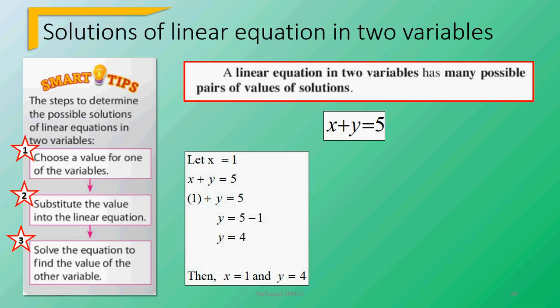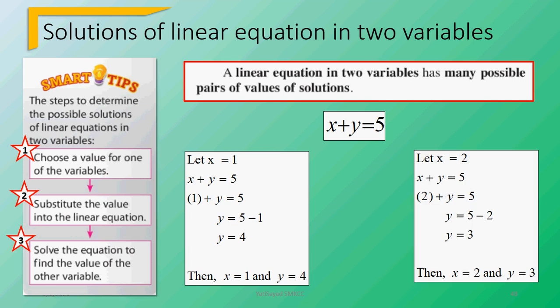I let x be equal to 1, so I substitute 1 into the equation and use the equality concept to get y equals 4. So my first ordered pair of solutions is x equals 1 and y equals 4. Next, I let x equal 2, and then I substitute x equals 2 into the equation to get y equals 3. And this is my second ordered pair solution, x equals 2 and y equals 3.